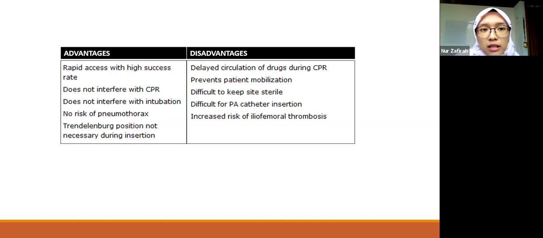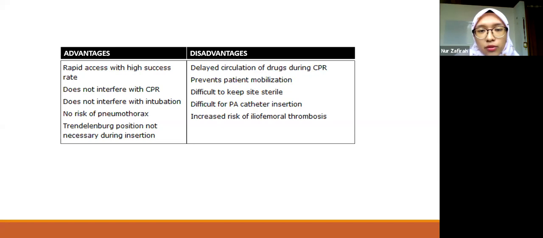And it doesn't interfere with CPR because it is not done at the chest or thoracic area, and it doesn't interfere with intubation, and there is no risk of pneumothorax. And then Trendelenburg position is not necessary during the insertion.